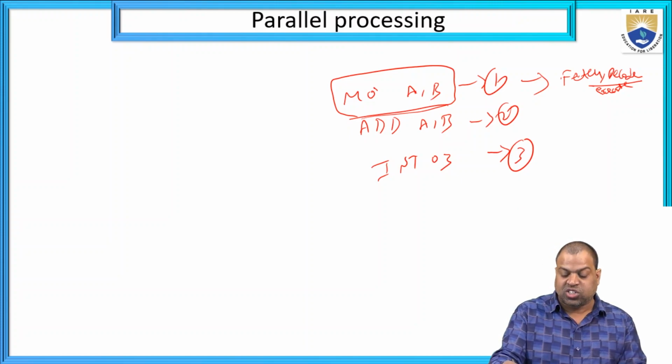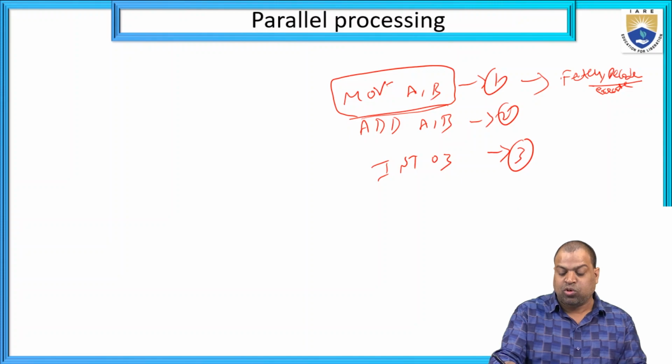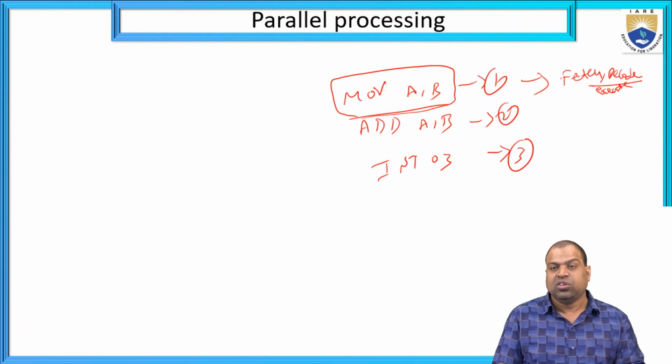What is the correct instruction? Sometimes if I use MOVE, it is also wrong, because the original instruction is MOV only, not MOVE. Fetching and decoding will be performed, but it will not be executed, because there is an error in the instruction.